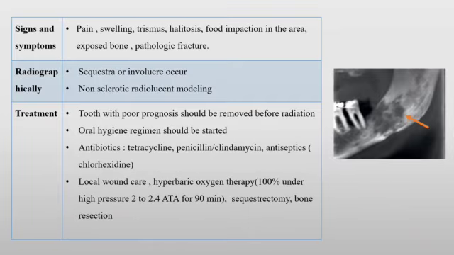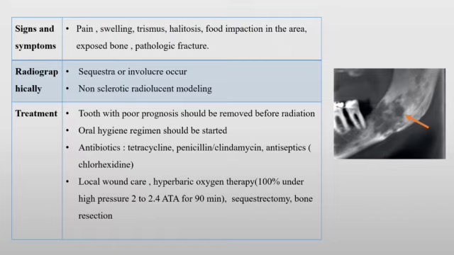Pain, swelling, trismus, halitosis, food impaction in the area, exposed bone, and pathological fracture are the signs and symptoms. In radiographs, we can see sequestra, that is dead bone, or involucrum can occur. And a non-sclerotic radiolucent moth-eaten pattern can be seen.